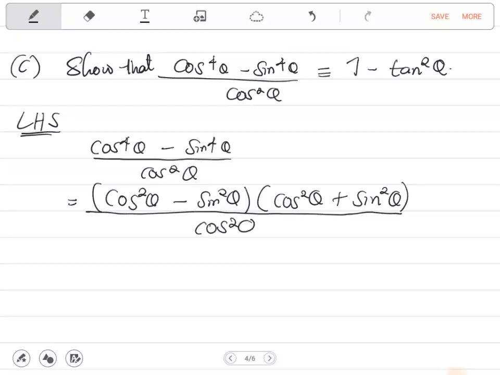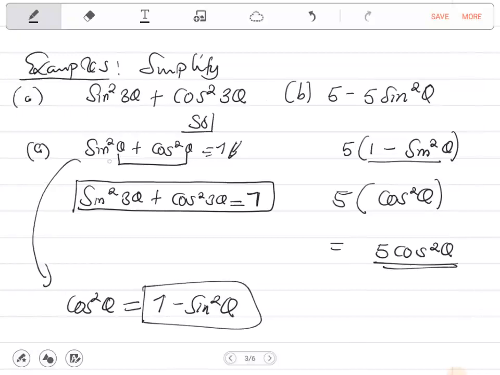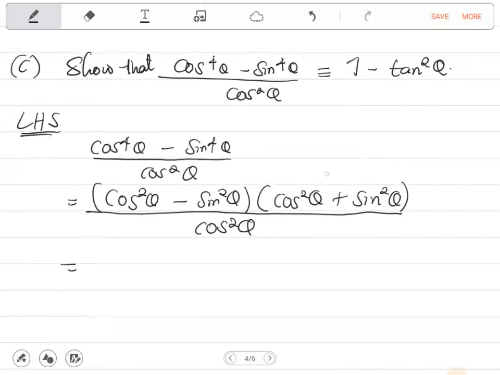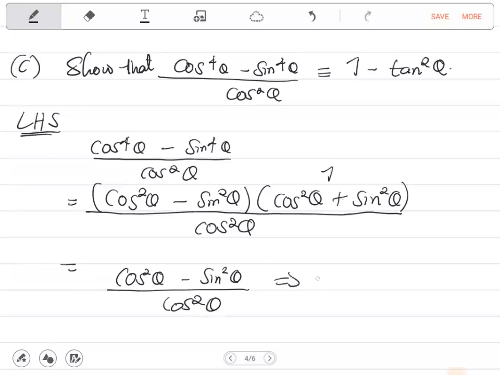Now we know from the identity that sine squared theta plus cos squared theta is equivalent to 1. So here where we have this one, just replace 1 there, such that we have cos squared theta minus sine squared theta over cos squared theta, because this is just 1 times this, we get the same. Therefore we can divide throughout: cos squared theta over cos squared theta minus sine squared theta over cos squared theta. Why have I branched like this? Because this is a common denominator. I can write it in that way, and this will give me what?